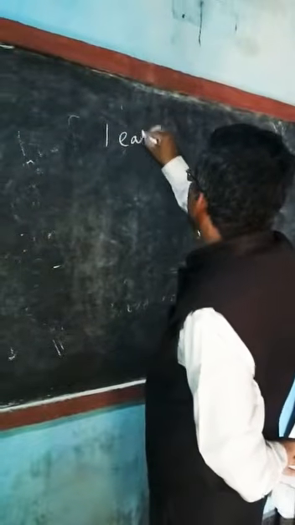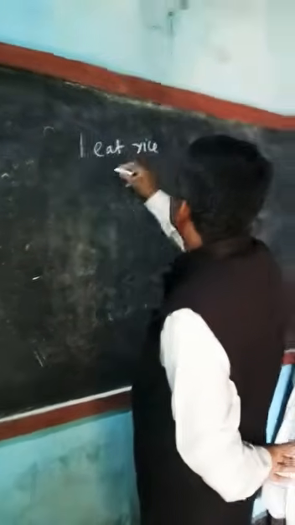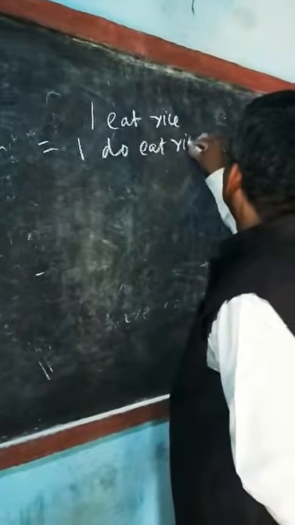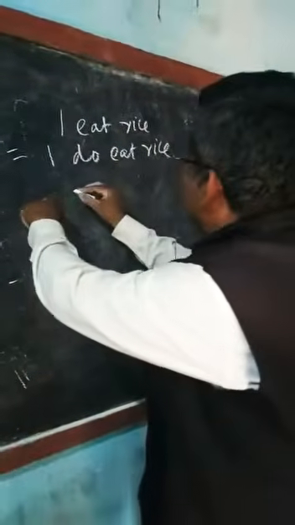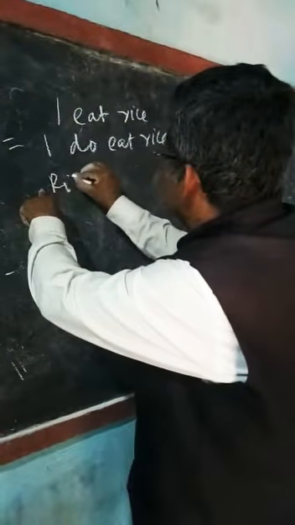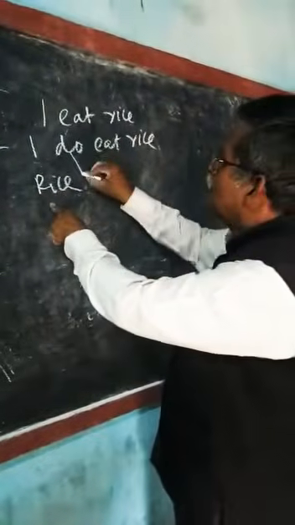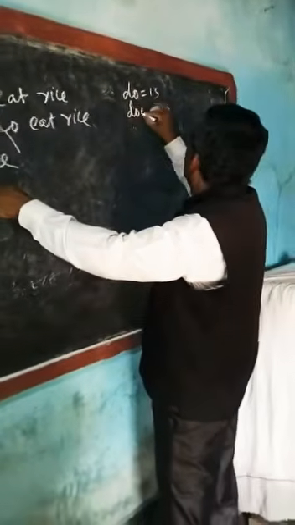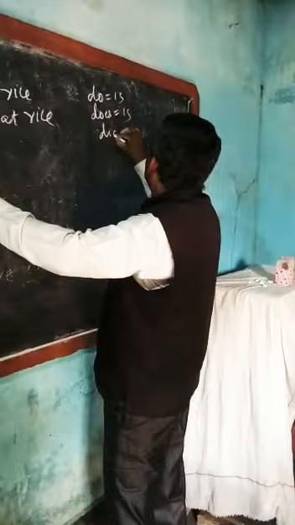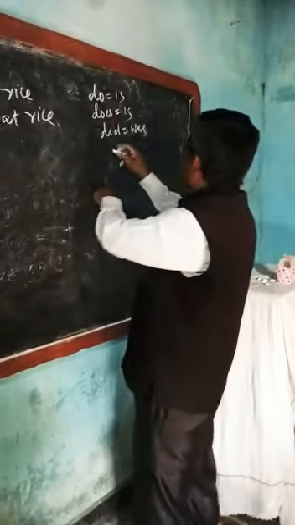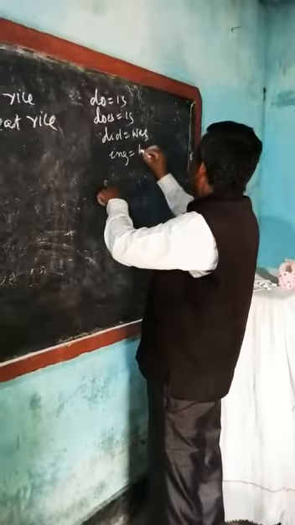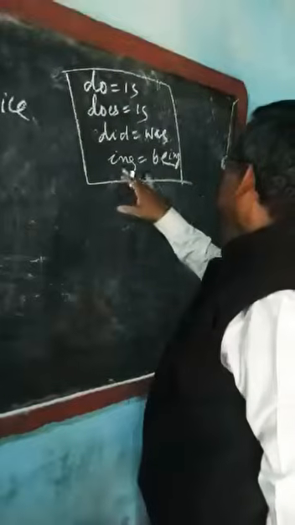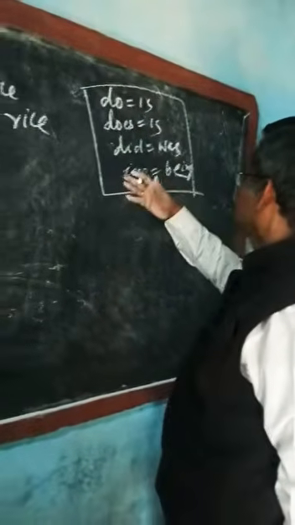I eat rice is equal to I do eat rice. 3 becomes 1. Rice, the object, comes to the front position. For do, you have to write it down. For do, what I have told you, is. For does is, for did was, for ing being. You just note it down. Ing becomes being. Suppose eating, being eaten, etc.